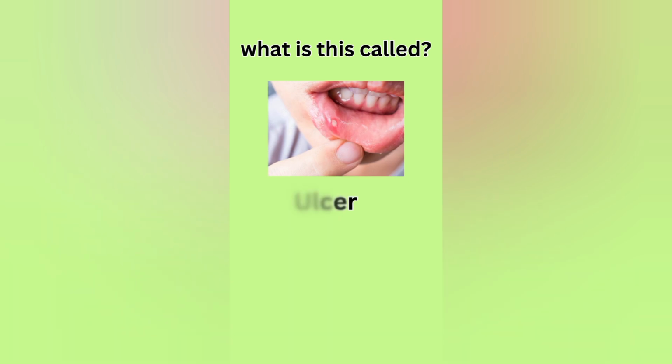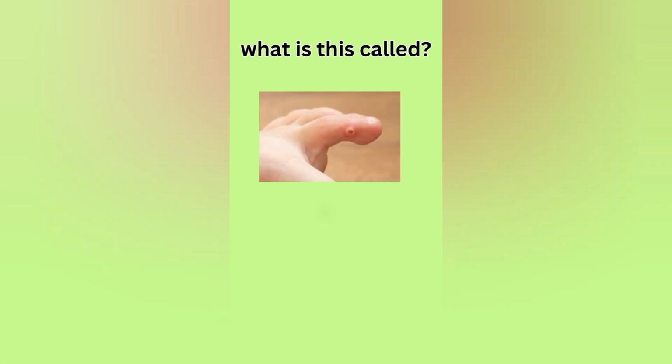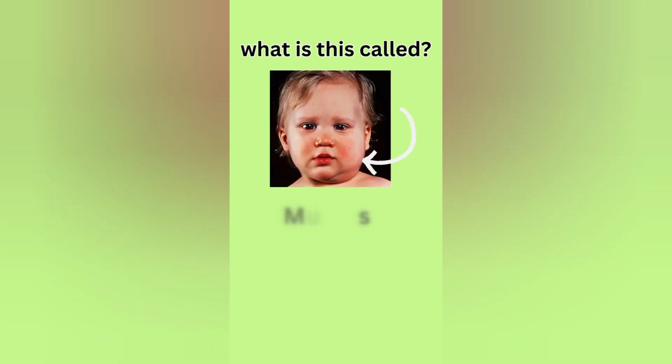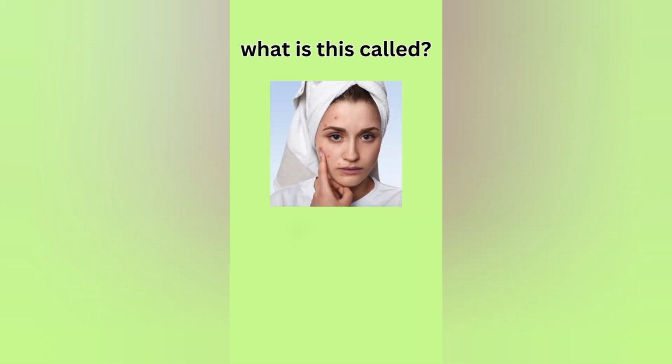What is this called? Ulcer. What is this called? Rash. What is this called? Wart. Sty. What is this called? Mumps. What is this called? Pimple.